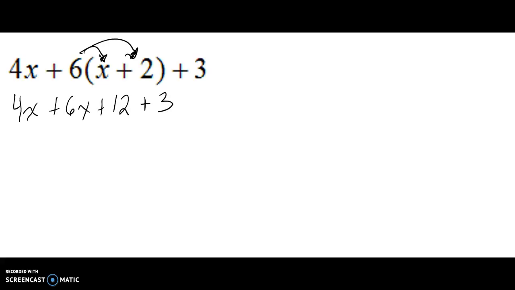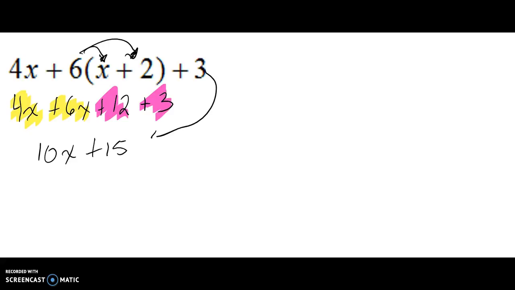Now that I have this, parentheses are gone, I can go back and find my like terms. I have a 4x here, a positive 6x there, and I have these constants, plus 12, plus 3, no variable there. Those are like terms. So I'm going to combine my like terms. 4 plus 6 is 10 x's. 12 plus 3 is 15. So this simplifies to that.